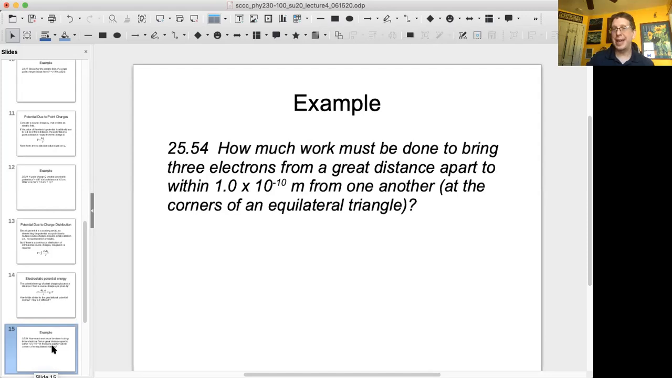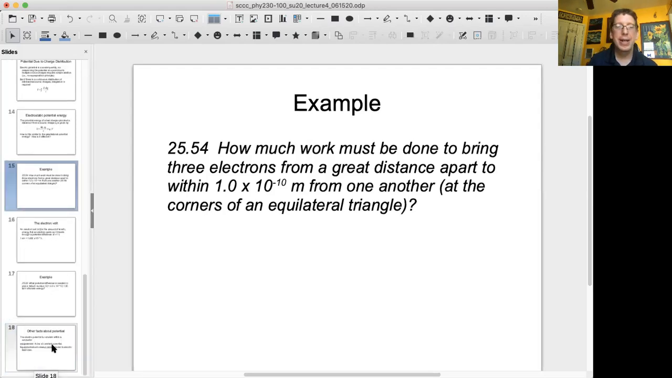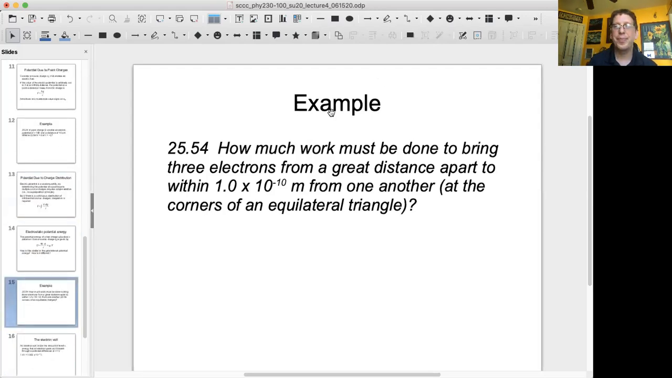So let's do an example. How much work must be done to bring 3 electrons from a great distance apart to within 1.0 times 10 to the negative 10 meters from one another, at the corners of an equilateral triangle? So let's look at that.